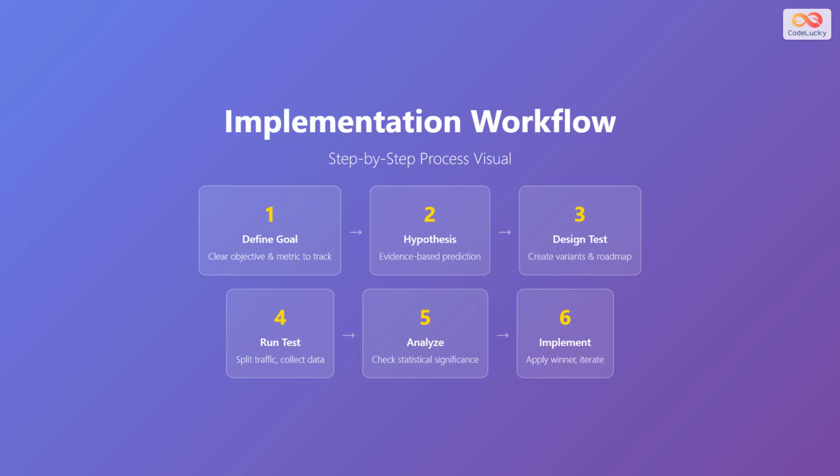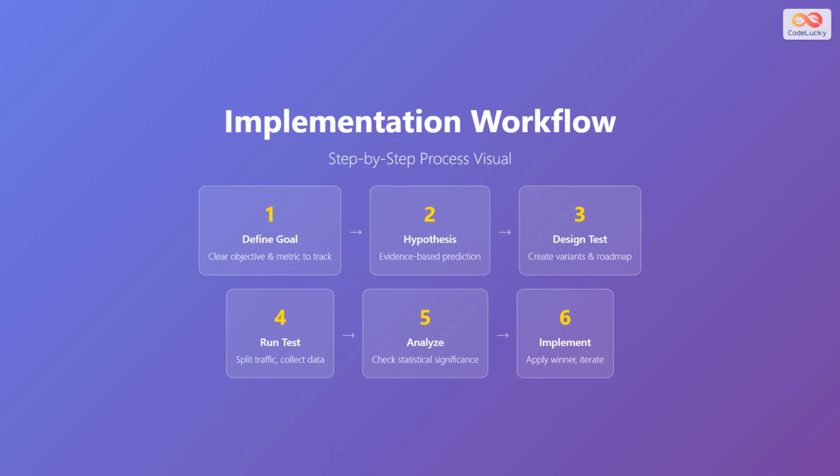The A/B testing workflow follows a logical sequence. Step 1 is to define your goal. You need a clear objective and a specific metric to track, like click-through rate, conversion rate, or user engagement. Step 2 is to formulate your hypothesis. This is your evidence-based prediction about why a change will improve your metric. Step 3 is to design your test. Create your variant, build your test roadmap, and plan how you'll measure success.